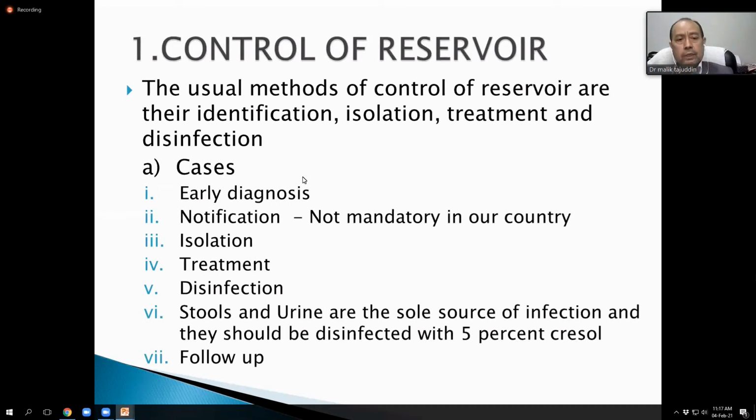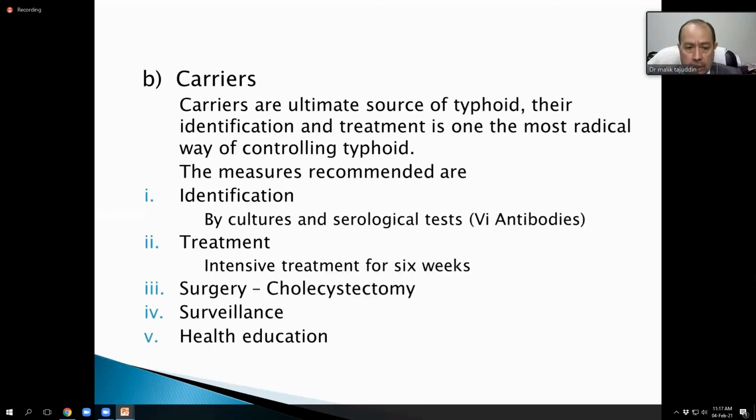So in the cases, we should diagnose early, notify the higher authorities, isolate them, and treat them properly. Disinfect their stool and urine, as the stool and urine are the sole source of infection. They should be disinfected with 5% cresol, and then followed up through stool cultures and urine cultures, to see whether they are excreting Salmonella typhi in their stools or not.